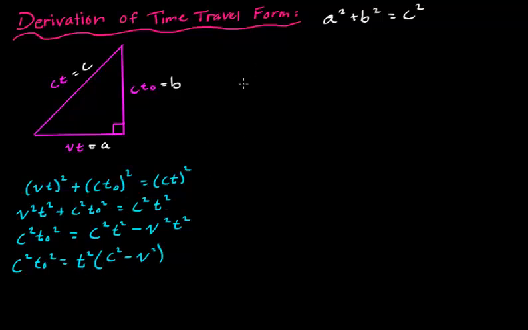So I'll move up here now. We're left with t squared equals c squared t0 squared over c squared minus v squared. Alright, so let's see what we can do.